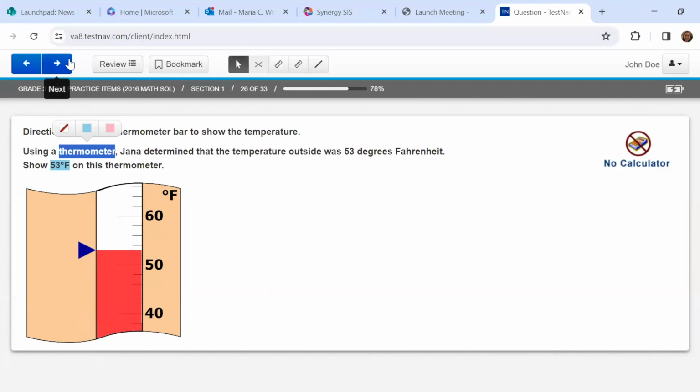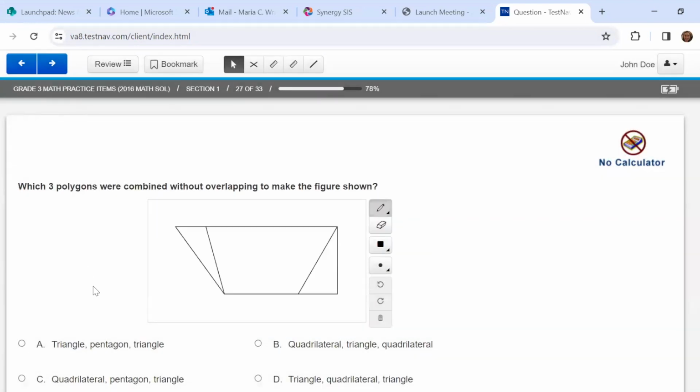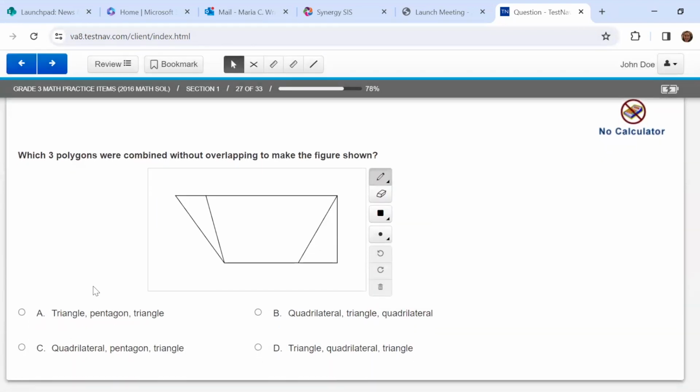All right, let's keep going. Which 3 polygons were combined without overlapping to make the figure shown?